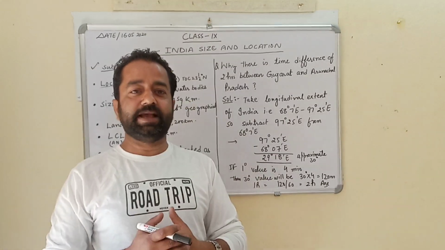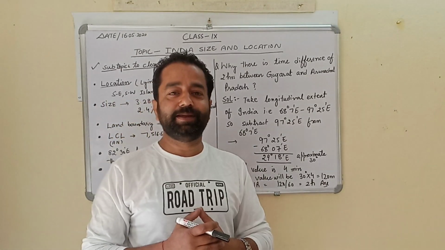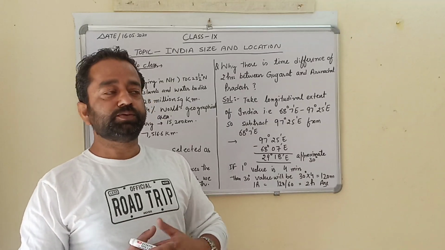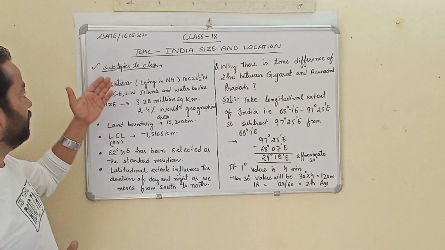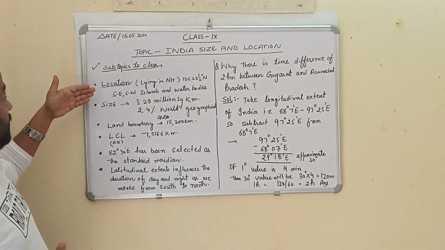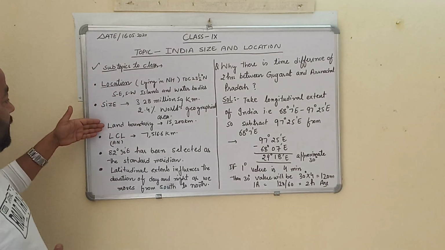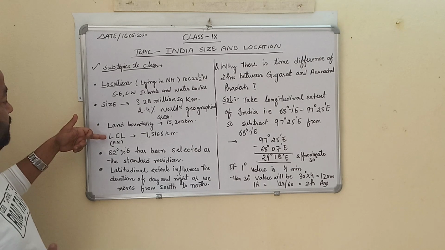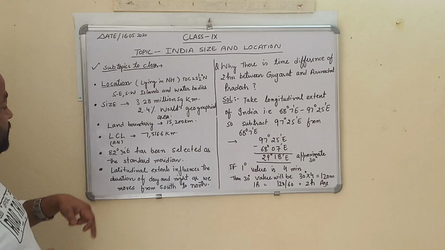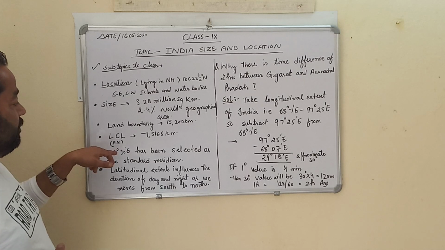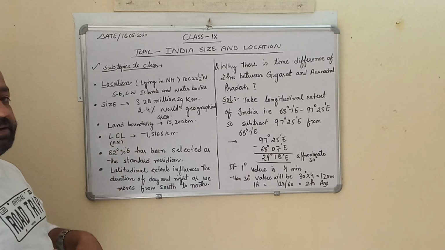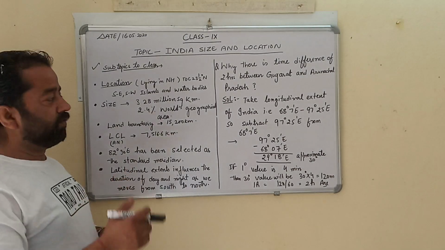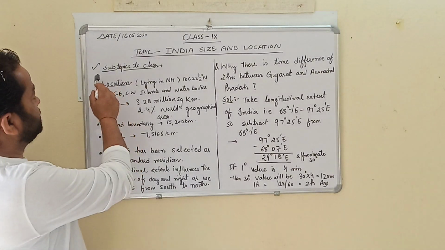India's position exists in the world in a very unique way. So here I would like to tell you more about location, size, land boundary, coastline length, and about India's standard meridian one by one. So focus on subtopics.